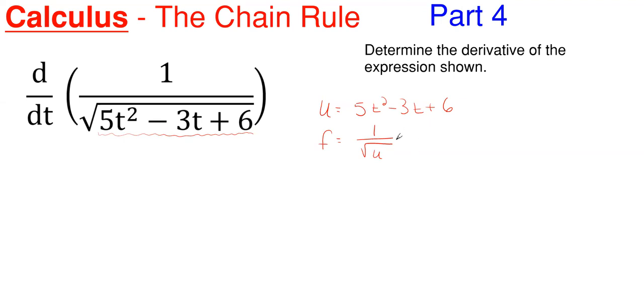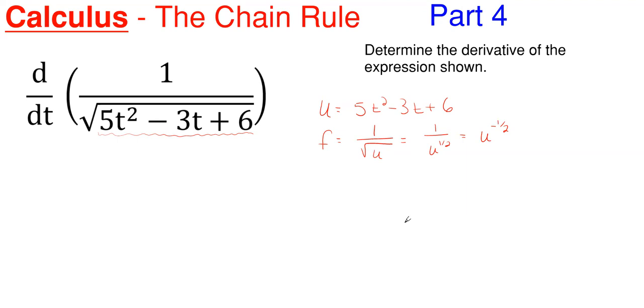Now, what I'm going to do is get rid of the square root, and I'm just going to try to get everything into a power format. Anytime you have a square root, usually it's better to form that into a power scenario. So we would have 1 over u to the 1/2 power, which is essentially just u to the minus 1/2 power.